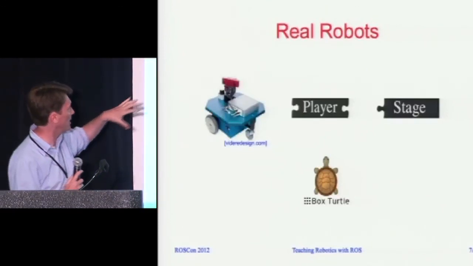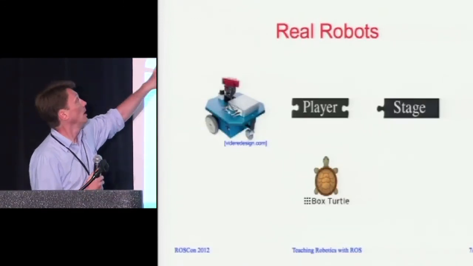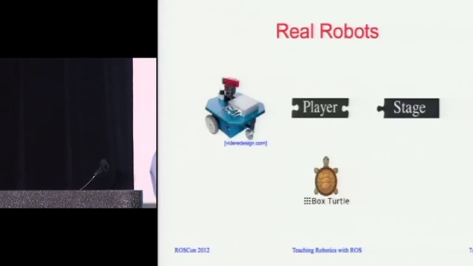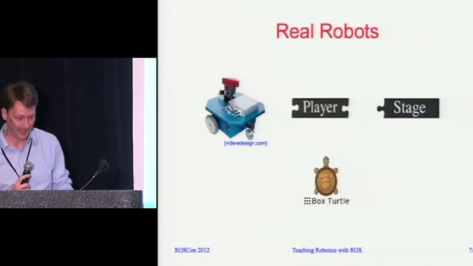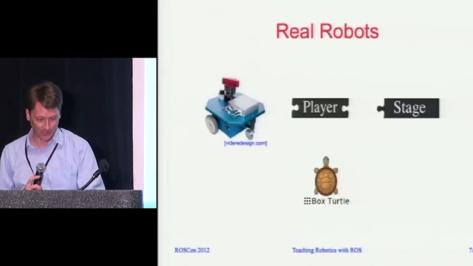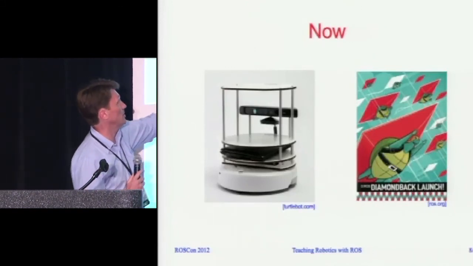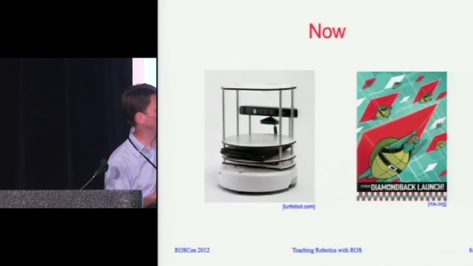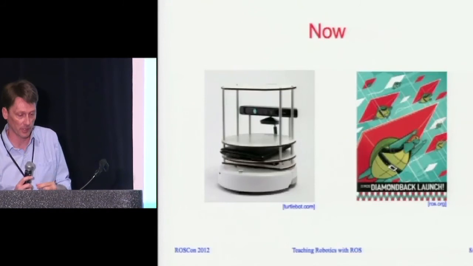The nice thing about the Erratics is that they're proper robots. They're not Lego robots. Player and Stage gave us a lot of ability to do more advanced work and to do it in simulation first. And then eventually we eased into Box Turtle in the early days of Box Turtle. Anyone use Box Turtle? All right, the graybeards, right. I have something to say about Box Turtle in a little bit. And more recently, in the past couple of years, we've moved on to TurtleBots and Diamondback. Not Electric, because we chose a stable release when we started developing the course.